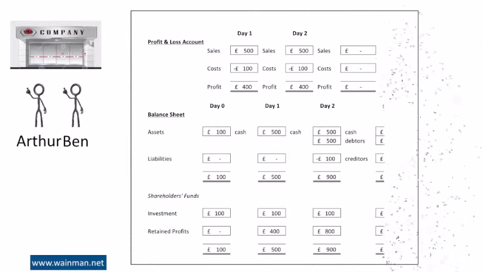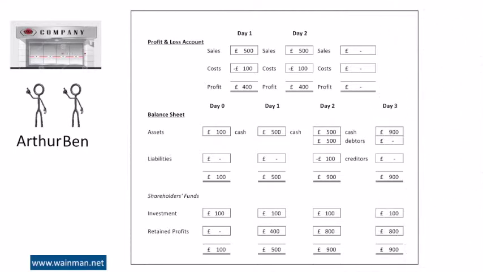But they've turned the £500 debtor into cash and have used £100 to pay off the creditor, leaving them with £400 cash to add to the original £500 cash that they started the day with. This leaves them with £900 cash in total. The shareholders' funds remains as it did at the beginning of the day.